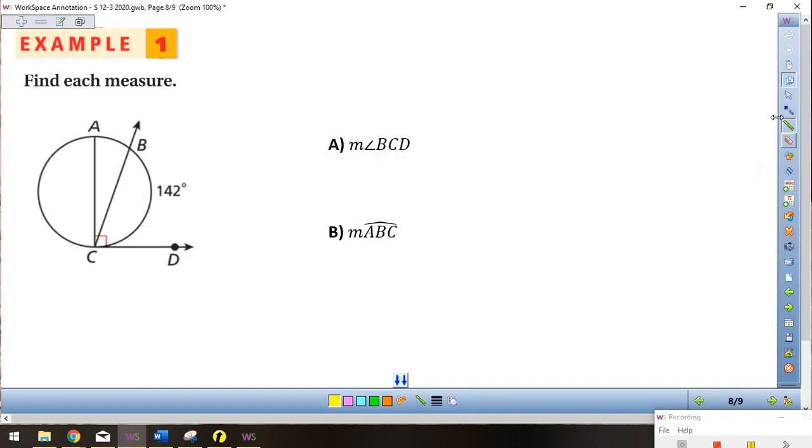So let's do an example. They want me to find the measure of angle BCD. So they want me to find this angle measure right here, BCD. Now it is not 90 degrees. 90 degrees is this whole angle, ACD. Okay, so BCD is this angle right here. Now if you notice, these two lines intersect right here at C, which means we're going to use that formula, that the angle BCD is going to be half the measure of arc BC. So this is equal to 1/2 my measure of arc BC.